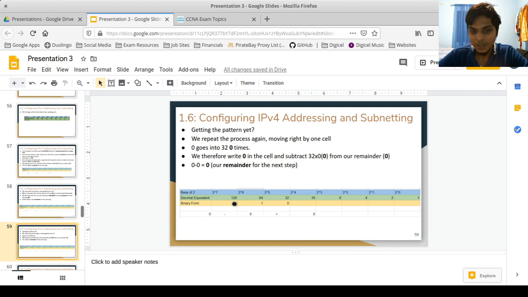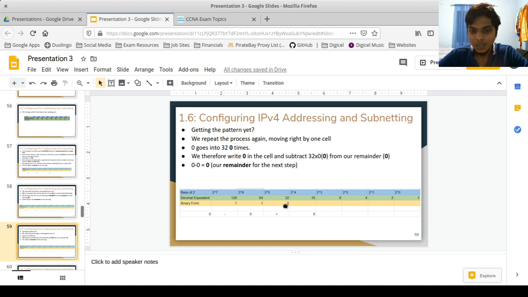So we have this whole thing done, this whole thing done, and now we reach here. So we have 0. 0 is what we brought forward, and we have 32 to contend with now. So how many times can 0 fit into 32? You can't, right? You have nothing to go into it. So 0 goes into 32 0 times. So for the first time now, we're writing 0 in this cell, because 0 cannot fit into 32 any times. So we write 0 in the cell and subtract 32 by 0, which is 0.